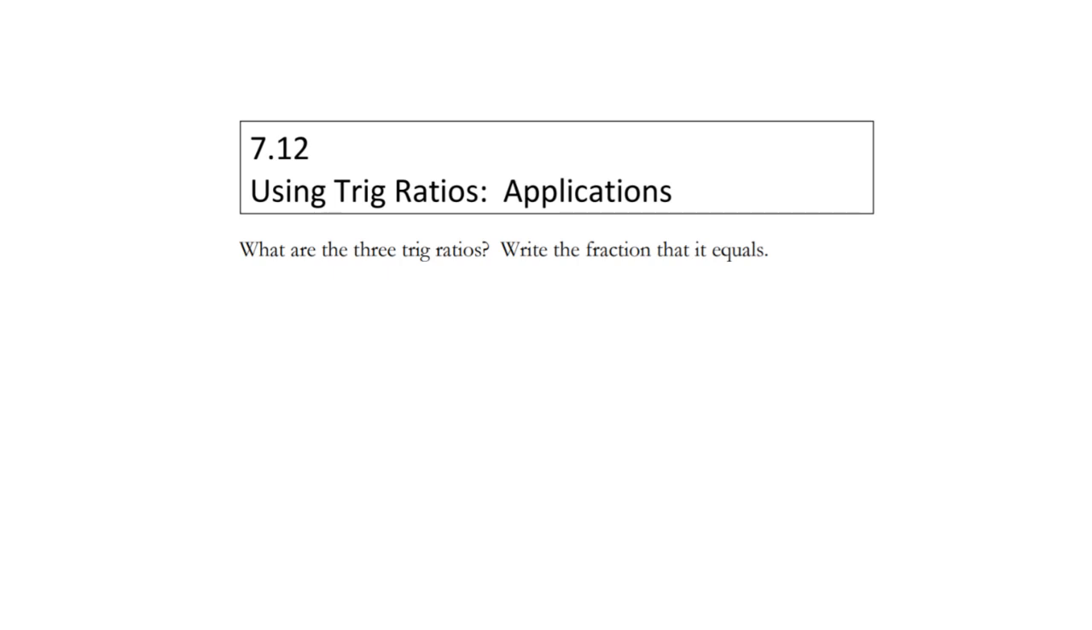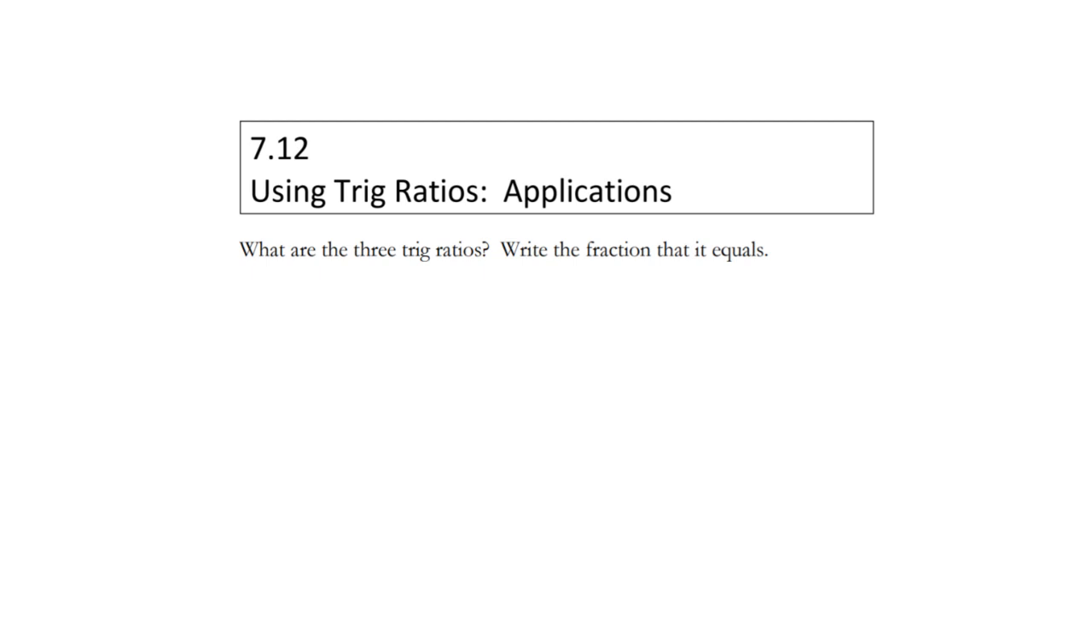This is lesson 7.12, using trig ratios, applications. So what you're going to see in this lesson are word problems associated with using trig ratios. So why would we use regular trig in a word problem to find a side? Why would we use inverse trig in a word problem to find an angle? All that kind of stuff. So let's look at some examples.